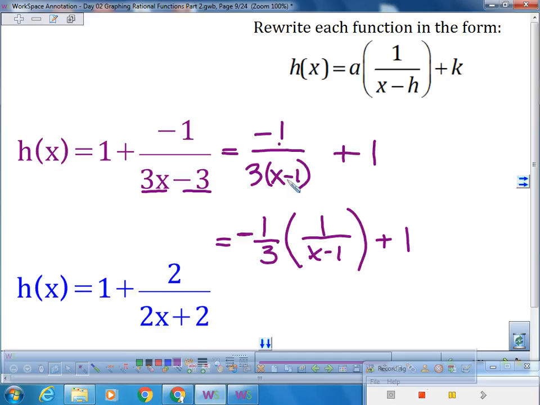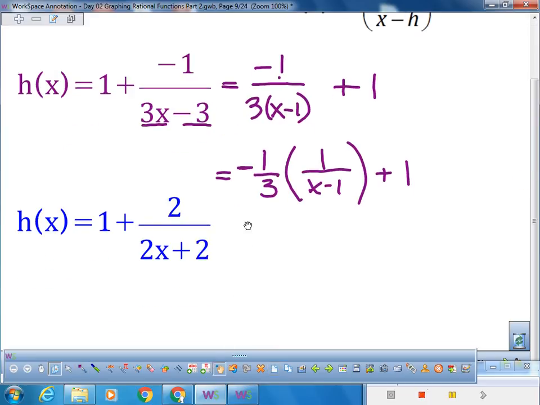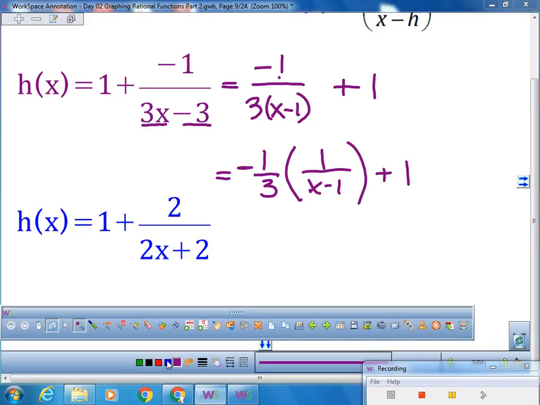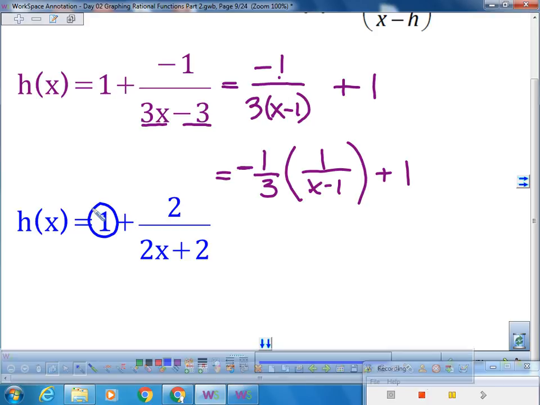Want to try it? Okay. So first thing I want you to do on your whiteboard is I want you to rewrite it with the vertical shift in the back. Move the vertical shift first. That's all I want you to do on your whiteboard. Rewrite the function with the vertical shift in the back.